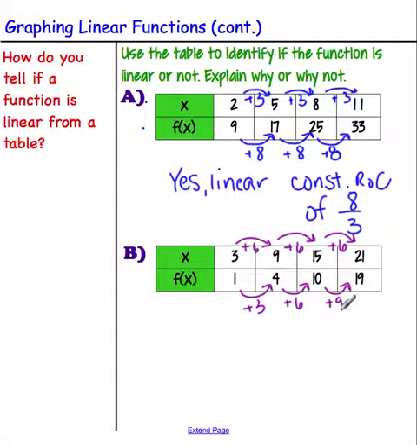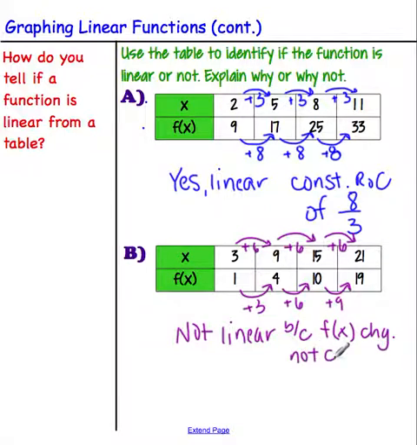While the amount that f of x changes by from each increment is an equal step, 3 to 6 is plus 3 and 6 to 9 is plus 3, it's not consistent across the board. So this one would be not linear. You could say because, I'm writing B/C for because, f of x change is not constant. Basically, that's what we need to look at, the change in f of x over the change in x. If it's consistent, then we're good. Because if you look here, this change is 1/2, this one is 1, and this one is 1 and 1/2. That is not consistent, so therefore it is not linear.